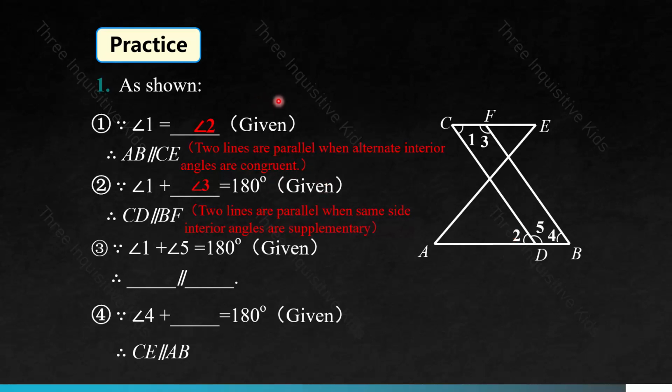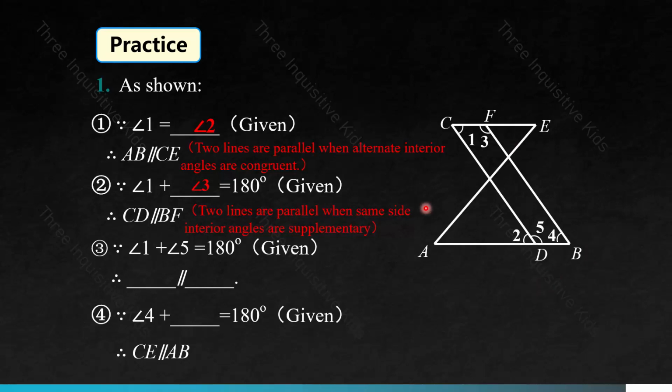And the reasoning for this first blank is that two lines are parallel when alternate interior angles are congruent. Angles 1 and 2 are alternate interior angles. Angles 1 and 3 are same side interior angles. And for the second question, two lines are parallel when same side interior angles are supplementary. Here, angles 1 and 3 are same side interior angles, which means that CD and BF are parallel.